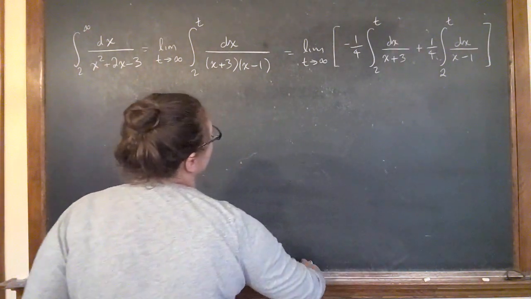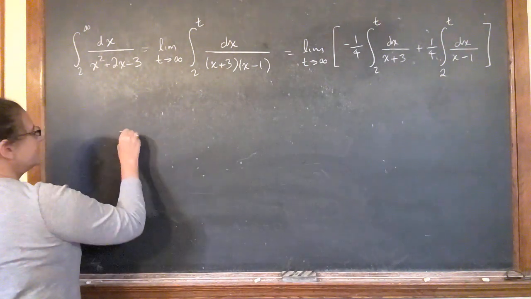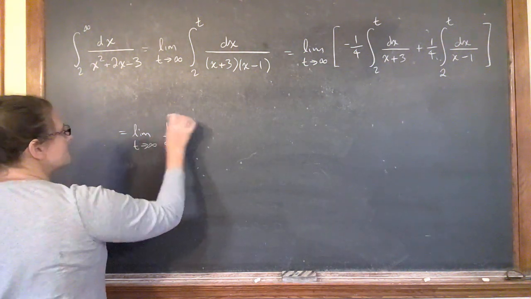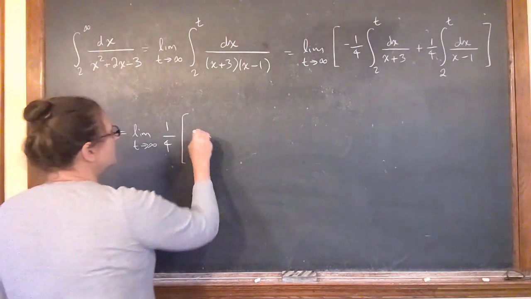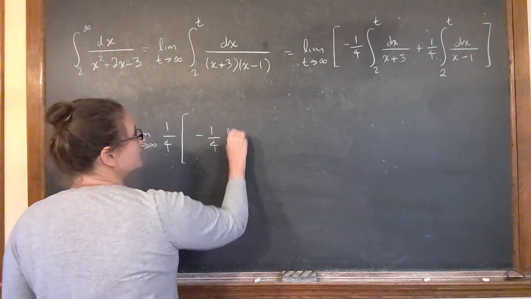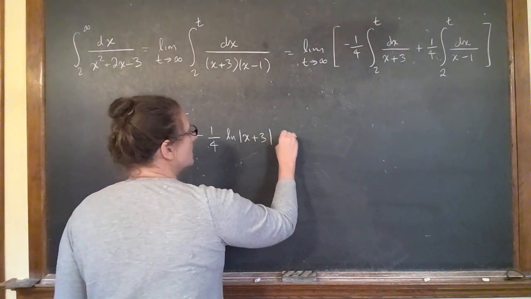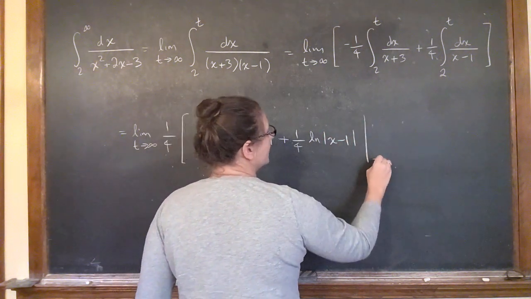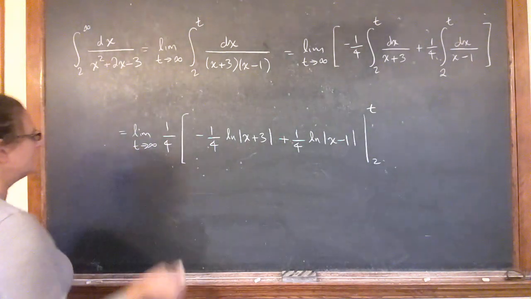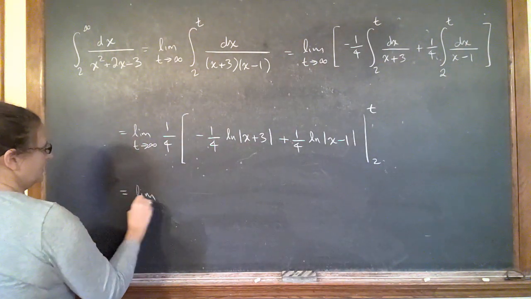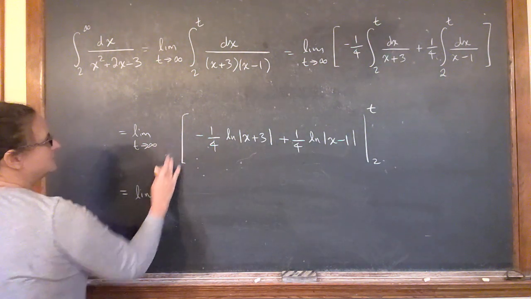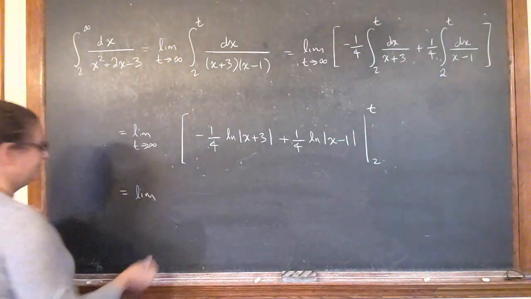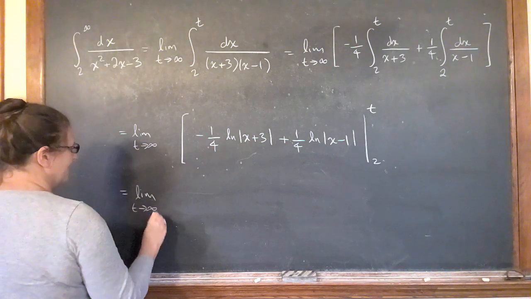You can see these are pretty straightforward to integrate, it's just natural log. So I'm going to have minus 1/4 natural log of x plus 3 plus 1/4 natural log of x minus 1, evaluate from 2 to t. Okay, so we're pretty used to, and I'm usually fine with, just leaving it. Oh, no, it's the extra 1/4 there. Fine. Sorry, good thing I noticed before I ended up with the wrong answer.